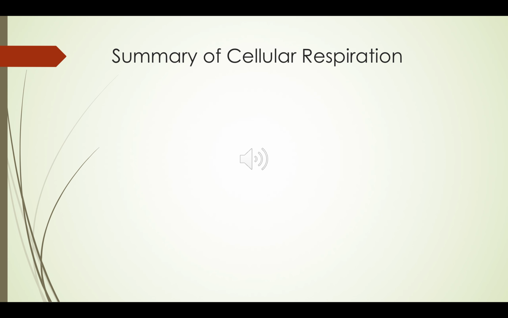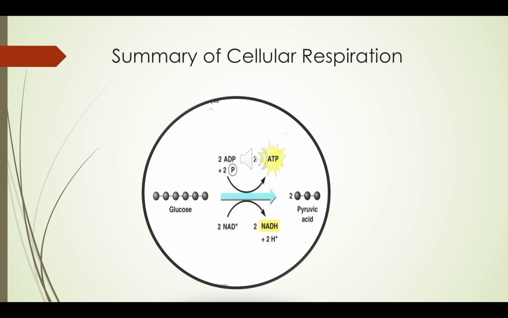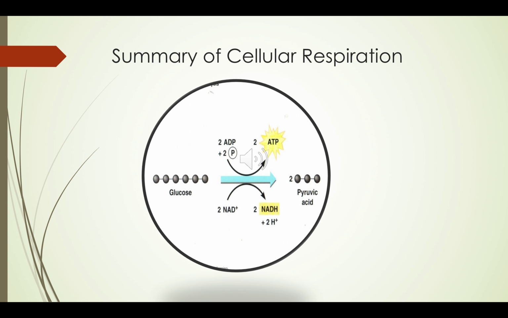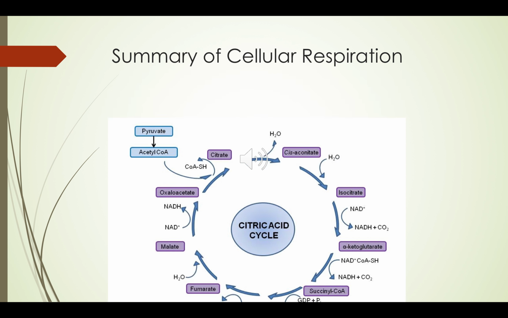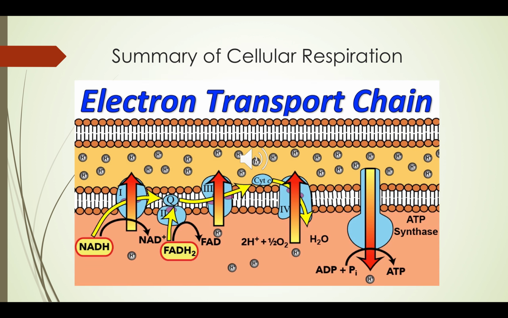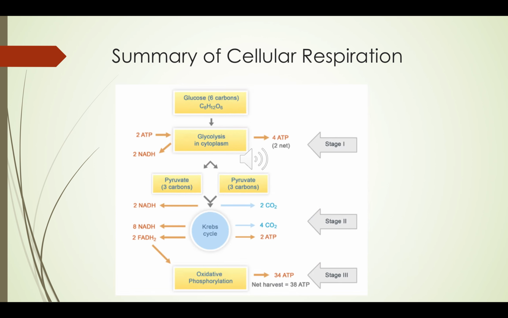So just a summary of cellular respiration, there are 3 steps as I just stated. The first one is glycolysis, which is the breakdown of glucose. The second step is the citric acid cycle. The third step is the electron transport chain, and in the next slides you'll see a summary of glycolysis, the first step of cellular respiration.